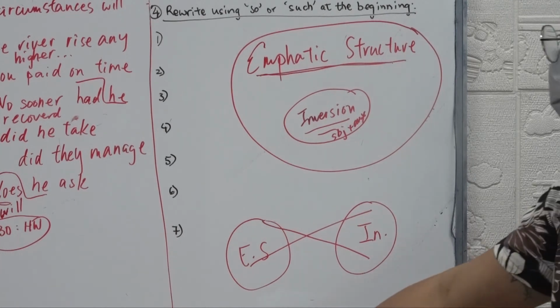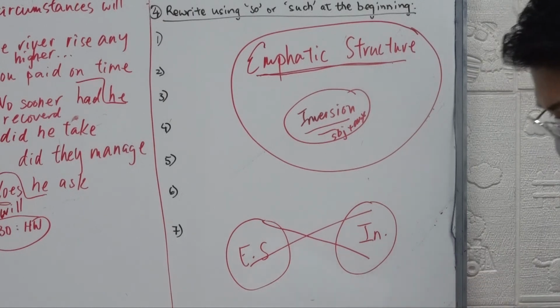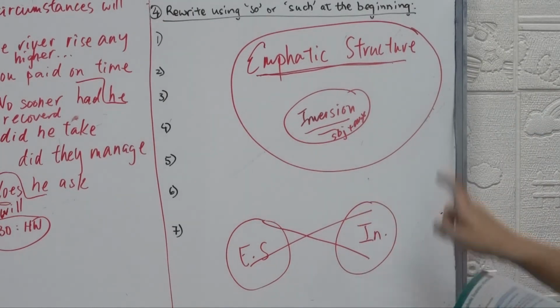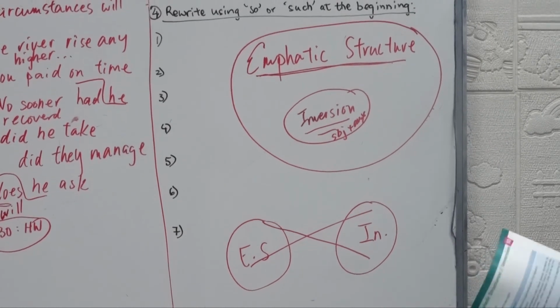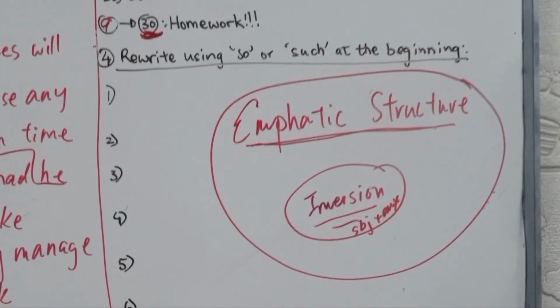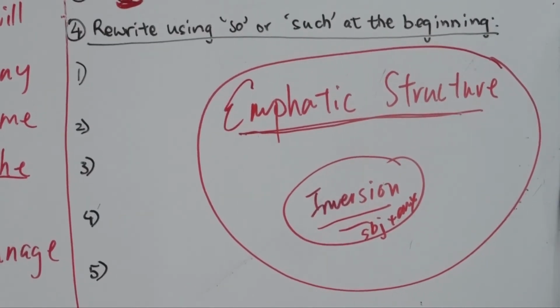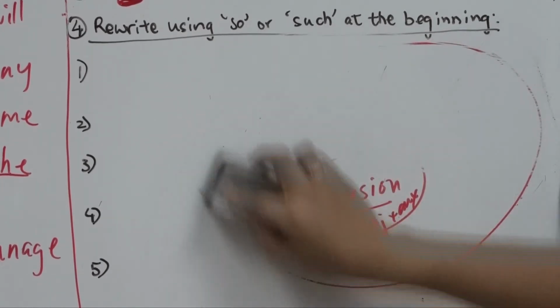Alright, so now let's do part 4 on page 158, sorry, page 158, part 4. Writing using so or such at the beginning. So we've kind of touched base with this one, on the inversion, starting our sentences with so. Wait, why can't I open my book? So and such. Alright, let me erase this so we can start that.